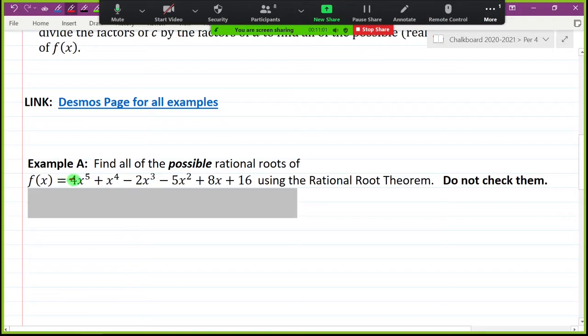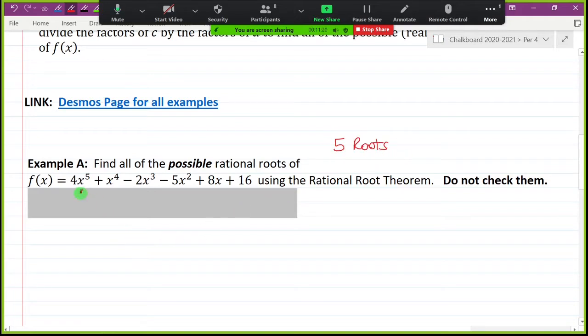The first term here is called the lead term. It's the one with the highest power. It tells you the degree of the function. So x to the power of 5, that's the highest power. This is a 5th degree function. So the FTOA, the fundamental theorem of algebra, says we're going to have 5 roots. We know we're going to have 5 roots.